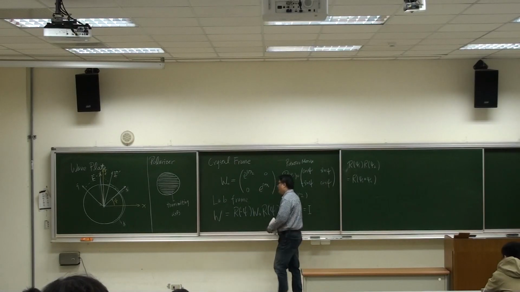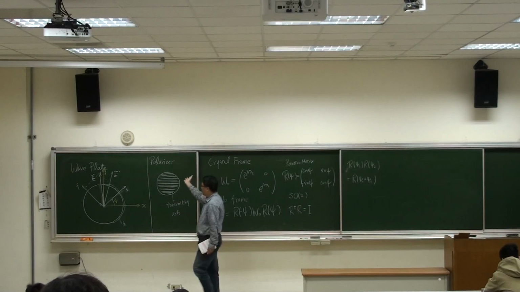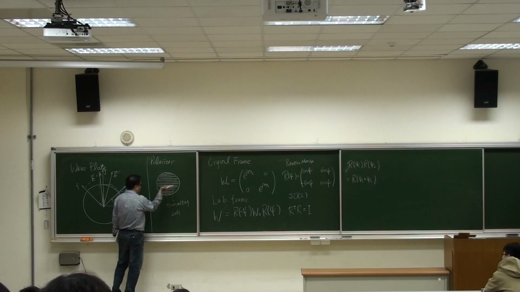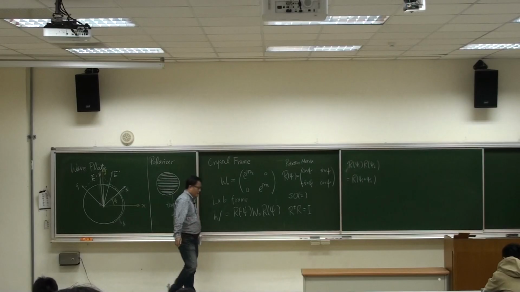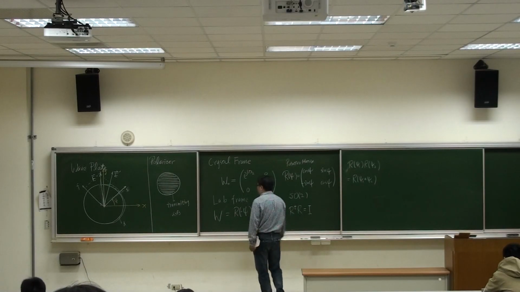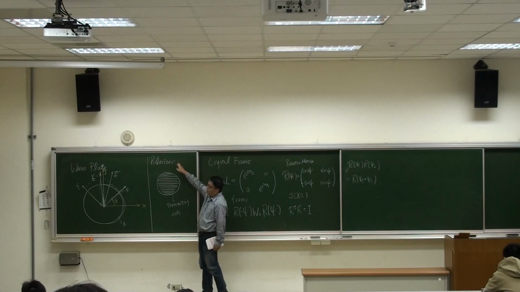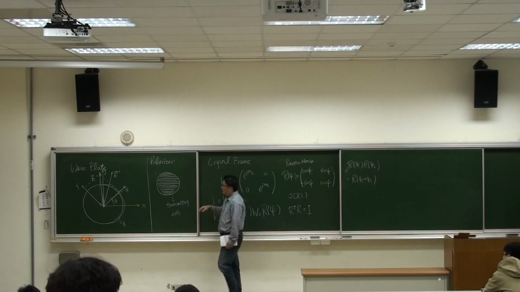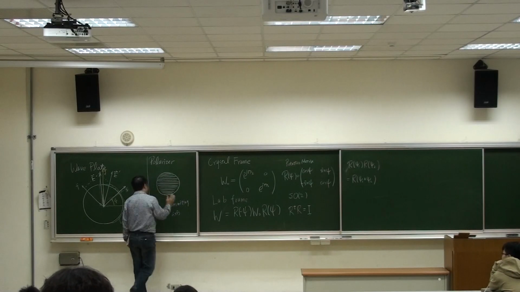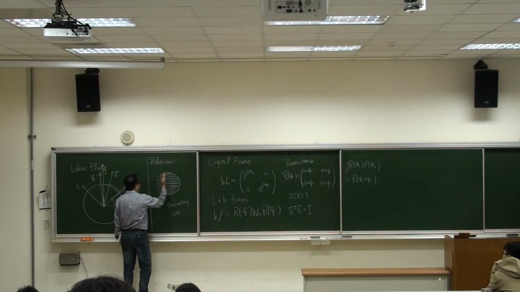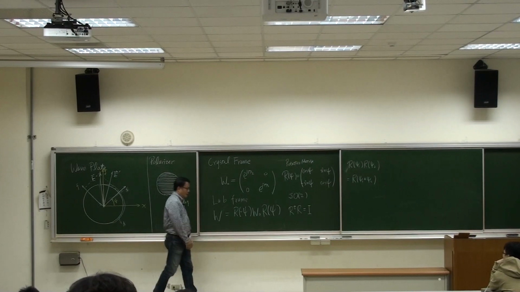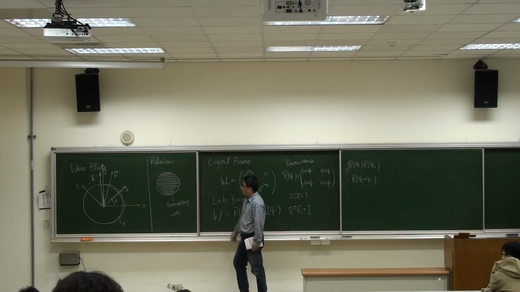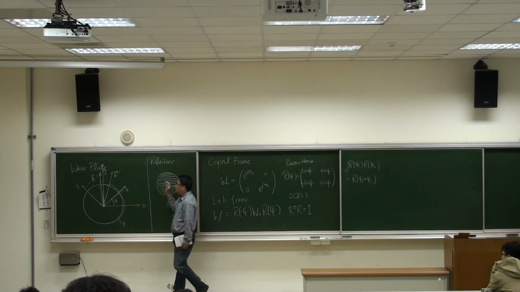Suppose we have an incident light whose electric field is along the transmitting axis. Then the light can penetrate through this polarizer completely. Okay. However, if we have the incident light whose electric field is perpendicular to the transmitting axis, then it would be absorbed by the polarizer completely.